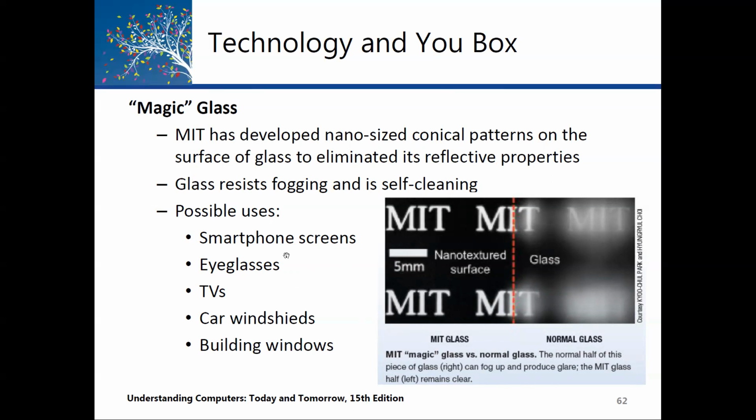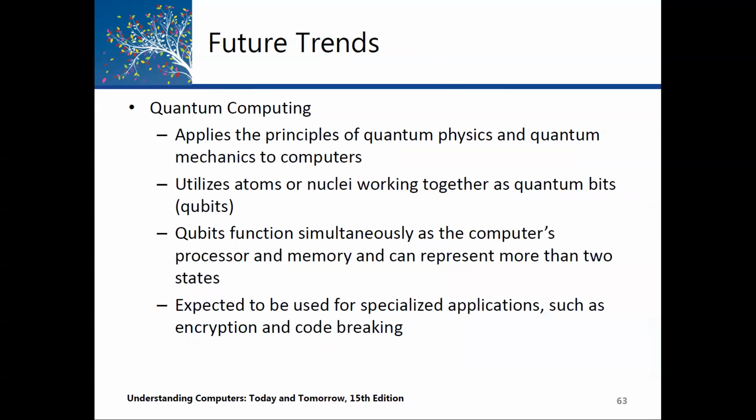Eyeglasses: you can program them and display text and other material over there. Televisions, car windshields. On the windshield you can give instructions, or have a clear windscreen without fogging for car drivers. You can build the windows with this magic glass as well.